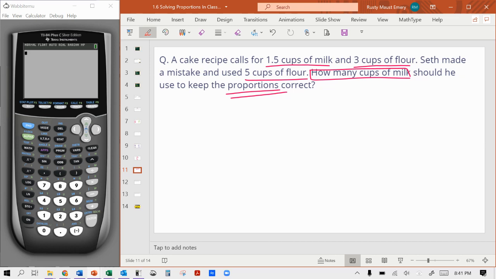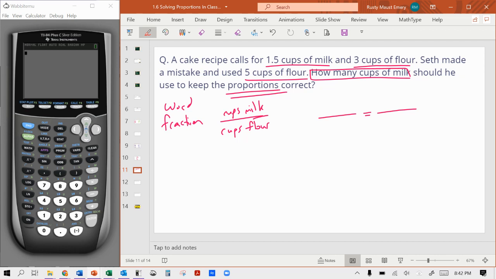There's a clue that we need to write a proportion, which again is a fraction set equal to another fraction. What I like to do, especially with word problems, is set up what I like to call a word fraction. And that's simply just a way for you to organize how you're going to set up your proportion. So the word fraction in this case would be cups of milk and cups of flour.